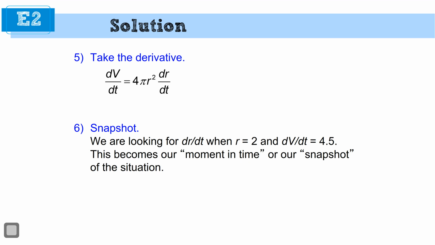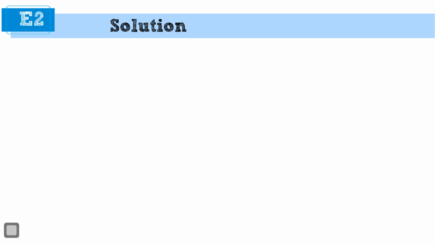Okay. So now we do the snapshot. In other words, early on in the problem, you might be tempted to put 2 in for r, because it tells you in the problem that r equals 2. You want to stay away from that. We want a general statement for all points in time, and then when we get to step 6 for the snapshot, we're looking at that exact moment in time when r equals 2. We're looking for dr/dt. We know r is 2. We know dV/dt is 4.5. Plug and chug, which is step 7, which is solve.